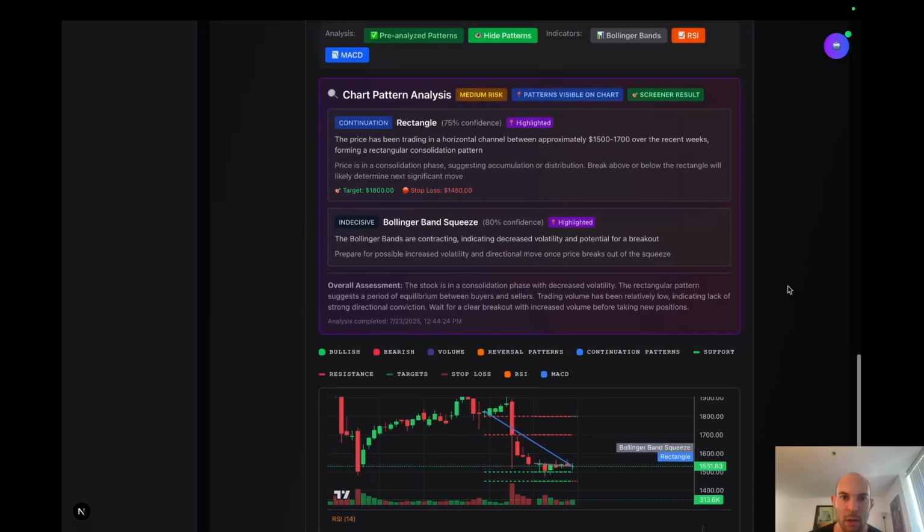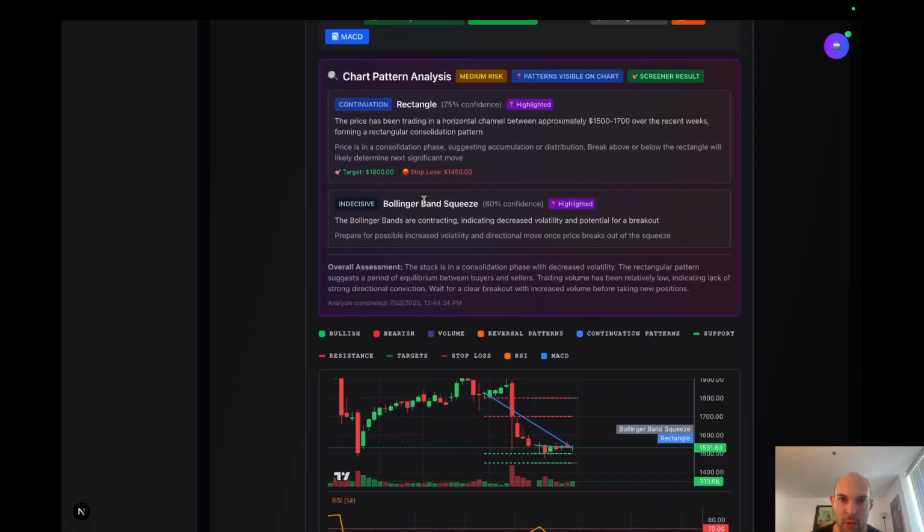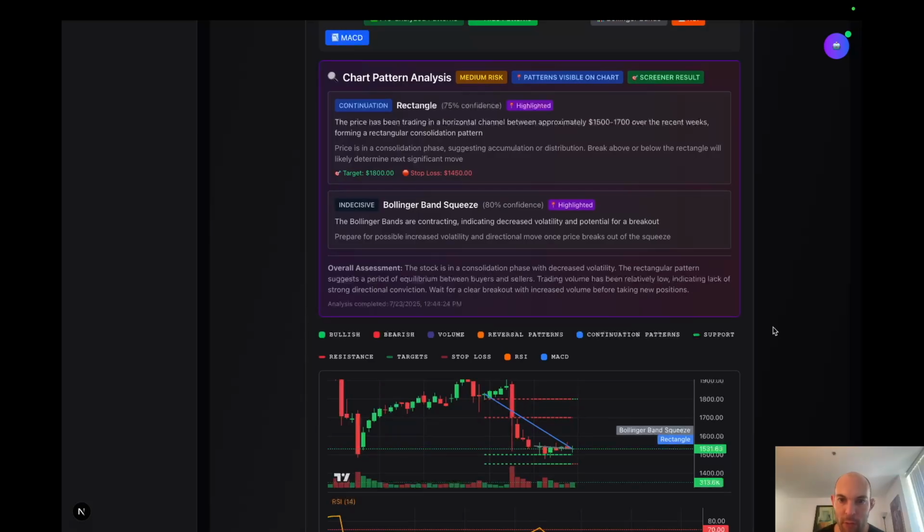So chart pattern analysis, a Bollinger Band squeeze and a rectangle. It's been trading as a horizontal channel, so it's price consolidation phase. That's where that is. And then the Bollinger Band squeeze is right here. The stock is in consolidation phase with decreased volatility. The rectangle pattern suggests a period of equilibrium between buyers and sellers. Trading volume has been relatively low. Wait for a clear breakout.